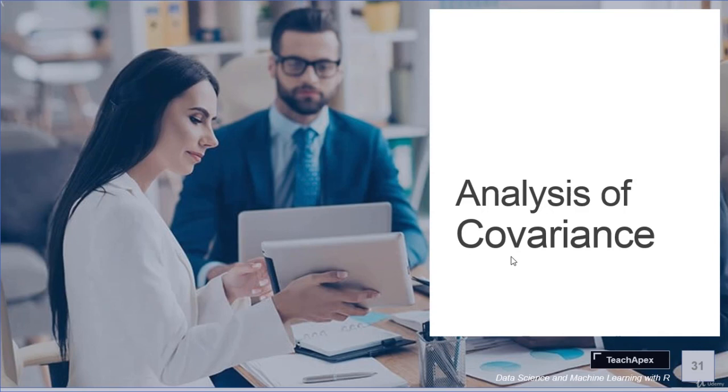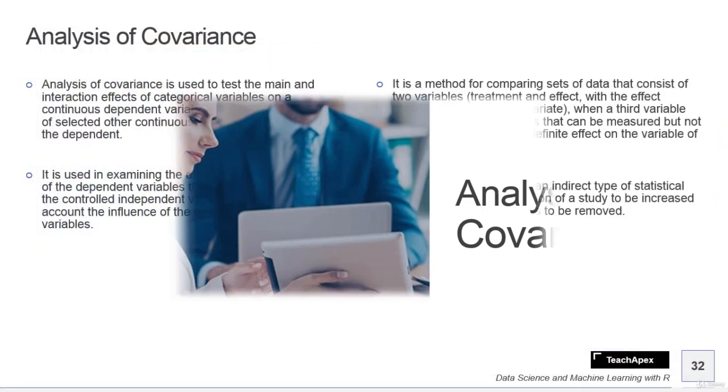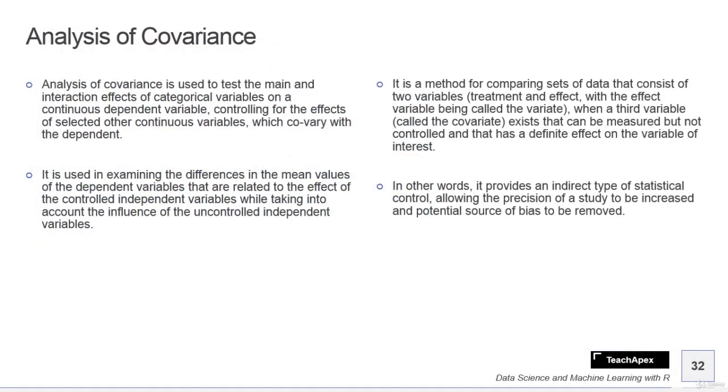So let's move on to another slide. Analysis of covariance is used to test the main and interaction effects of categorical variables on a continuous dependent variable, controlling for the effects of selected other continuous variables which covary with the dependent variable.